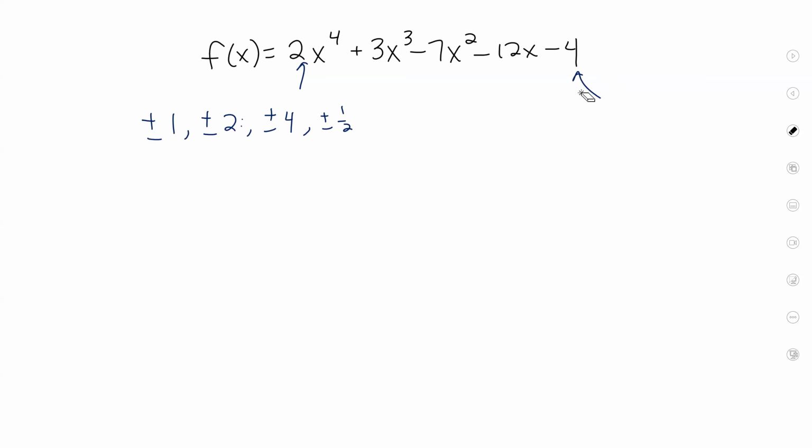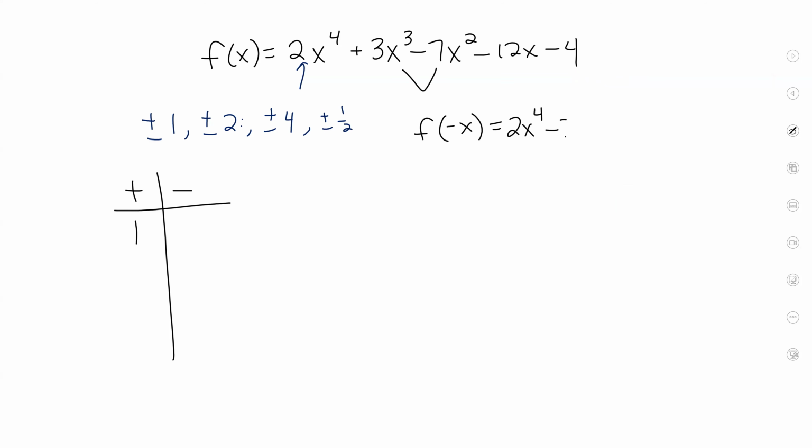Okay, moving on, I'm going to do a Descartes table. There is a variation here, and that is it. So I only have, for sure, 1 positive solution. Now let's plug in a -x. This will stay the same. This will change. This will stay the same. This will change. This will stay the same. So that's 1, 2, 3 variations. And less than that by 2 is 1.